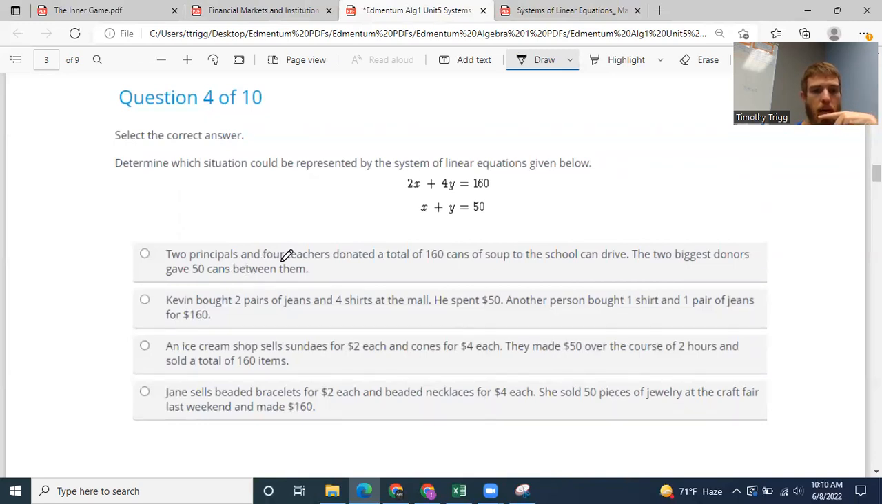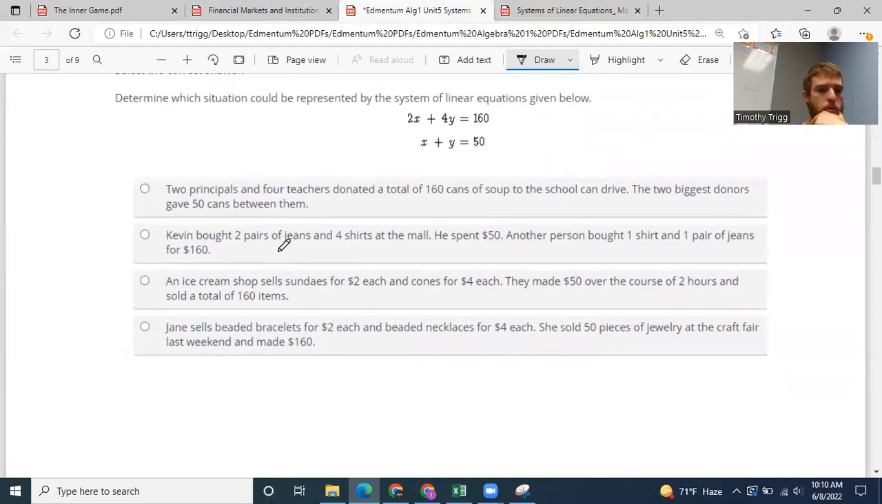2 principals and 4 teachers donated a total of 160 cans of soup to the school can drive. Okay, the 2 biggest donors gave 50 cans between them. No, this is not correct. Kevin bought 2 pairs of jeans and 4 shirts at the mall. He spent $50. This doesn't seem correct either.